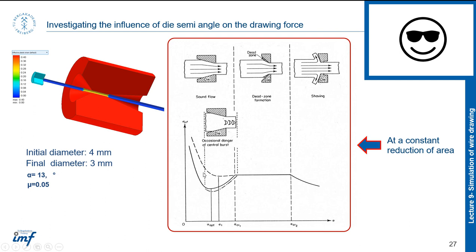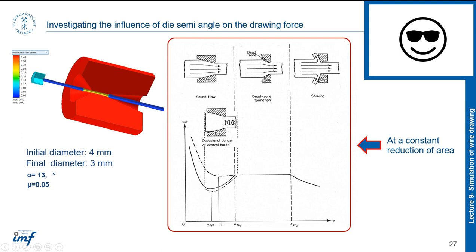So let's investigate this curve, especially in this area of the curve, using a simulation. This is a wire drawing simulation. The sizes are more realistic compared to the previous simulation. We just used that one for teaching or tutorial material, but here the initial diameter is 4 millimeter and the final diameter is 3 millimeter. The die angle is not fixed at 13, I think it's 7, 8, 13, 14, and I had to correct this slide, and a constant value of friction.